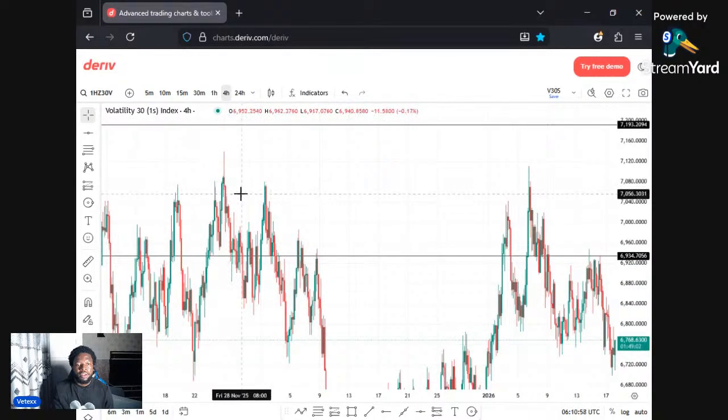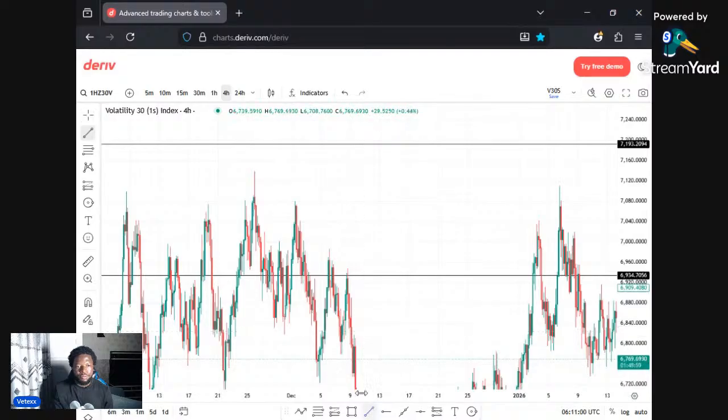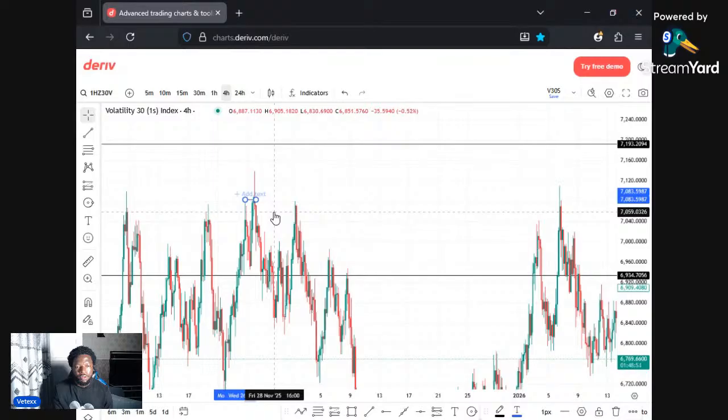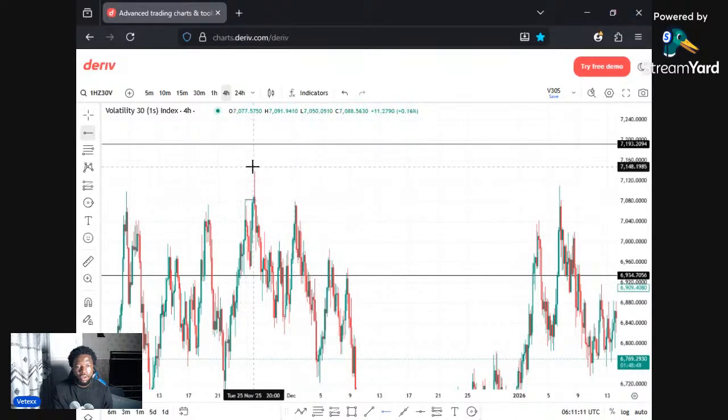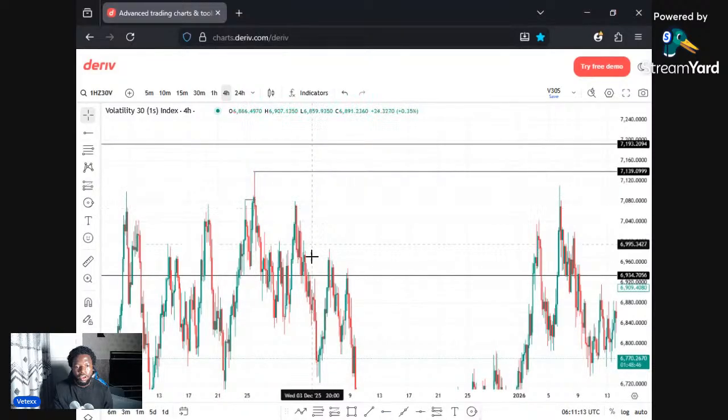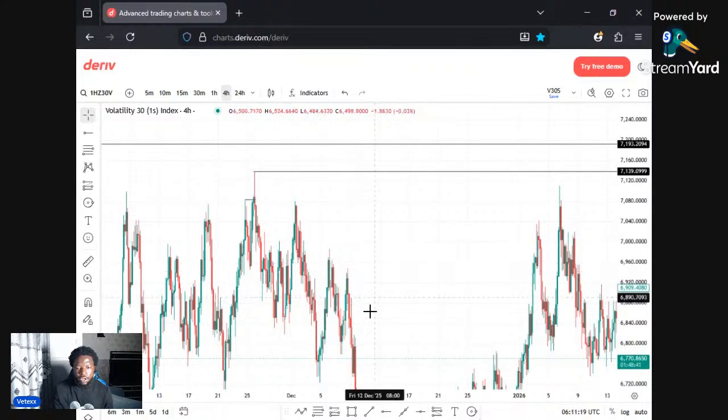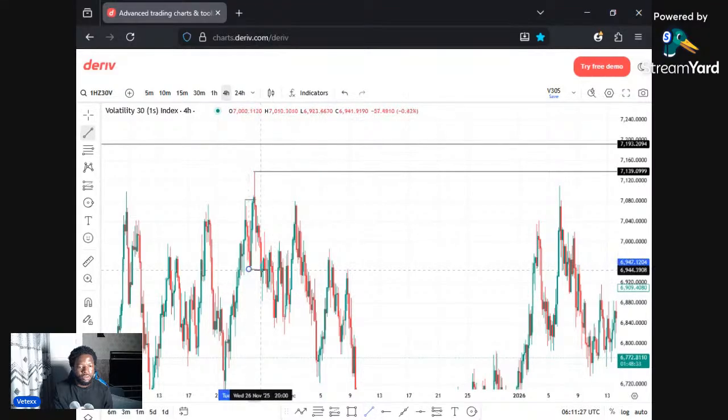On the 4-hour time frame, we can see that we have a sweep of liquidity which can be used. We have a protected high here, and then we have price retrace 50% to give us our structural liquidity. And before that, we have our first break of structure, which is this. Price retrace 50% to give us our structural liquidity, which is this.